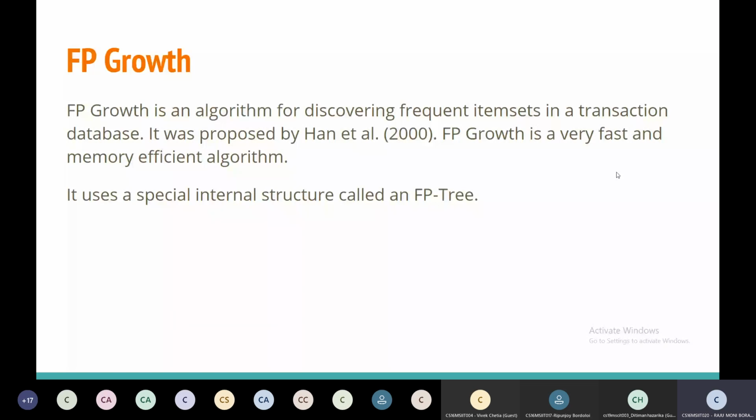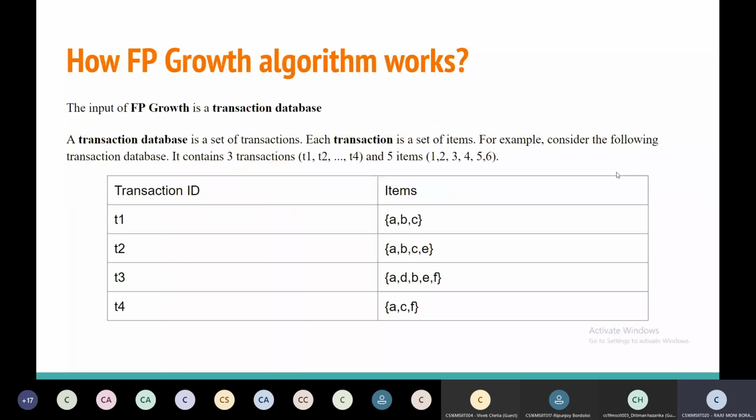So first, suppose we have transactions T1, T2, T3, and T4. I've taken a small example. Suppose T1 has some set of items A, B, C. You can say these are items.